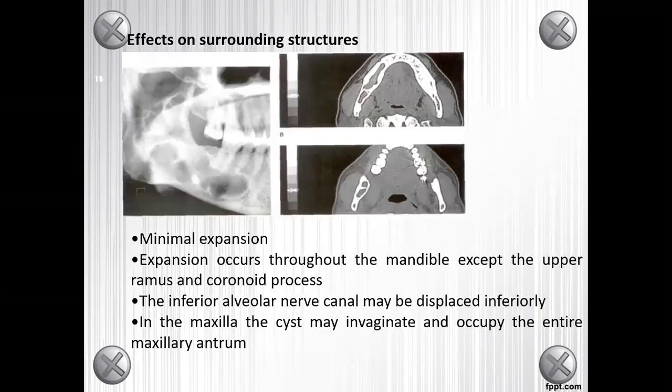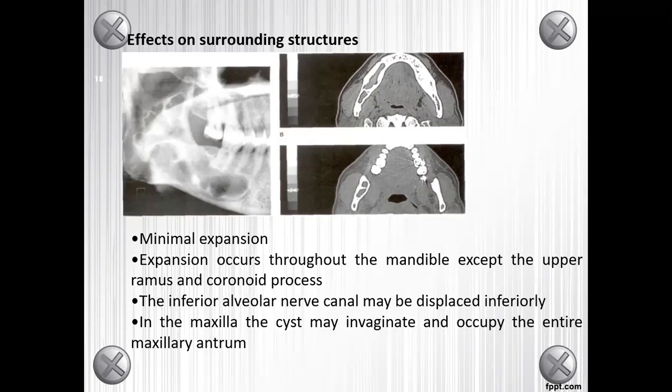Now, effect on surrounding structures. A very important key feature is minimal expansion, because most of the expansion is in the anterior-posterior direction. So when there is an anterior-posterior expansion, it is very difficult for us to assess. If it is a buccolingual expansion, once the swelling appears, we will immediately get to know. Expansion occurs throughout the mandible except the upper ramus and the coronoid process.